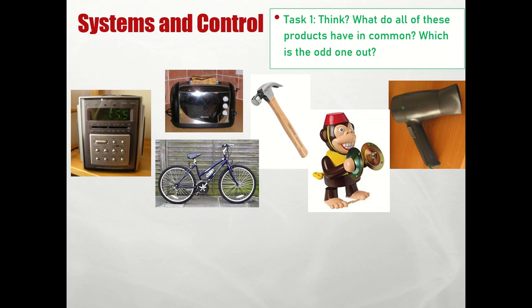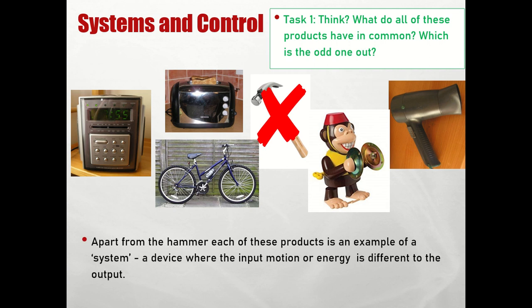So your first task is just a thinking task. I want you to look at the pictures and pause the video. What do these products have in common, and which is the odd one out? Pause. Well, the answer, if you hadn't guessed, is the hammer. Apart from the hammer, each of these products is an example of a system, a device where the input motion or energy is different to the output.